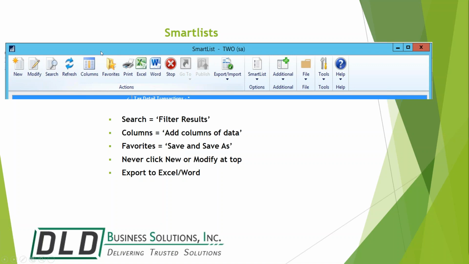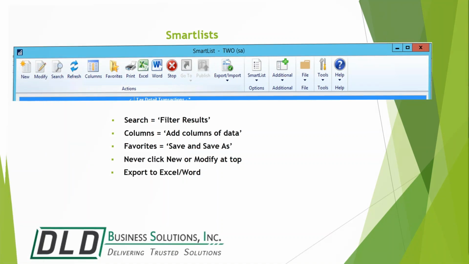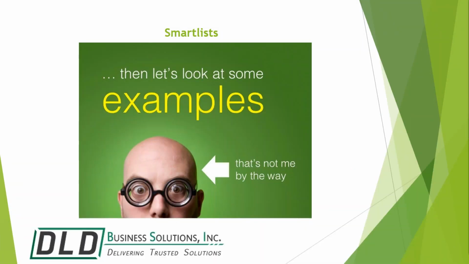Your favorites, that's the most important. That's where you save or save as, which they call modify. And you definitely want to save your smart list so you're not having to recreate the smart list every time. We never click new or modify at the top. Those are no buttons. We can explain that in a later go-to meeting. And of course here with your little one button, you can shoot it to Excel or Word in a flash. So now we're going to look at some examples.